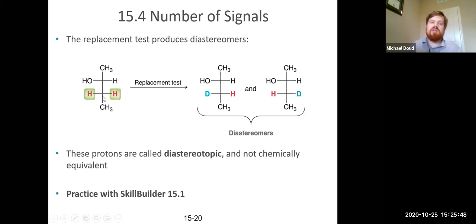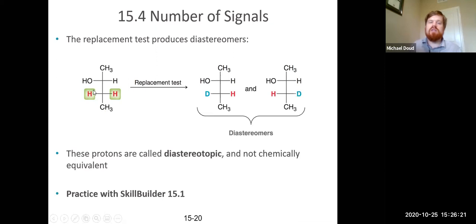But do the replacement test. When you do the replacement test for the left one first and then the right one next, you don't end up with the same compound. And you don't end up with enantiomers. They're not reflections of each other, and they're not superimposable. So what you have is a set of diastereomers. So we need a different description to talk about these. These are what we call diastereotopic. And because they're diastereotopic, they actually experience different chemical environments or electronic environments. So they're going to have different chemical shifts or different signals.